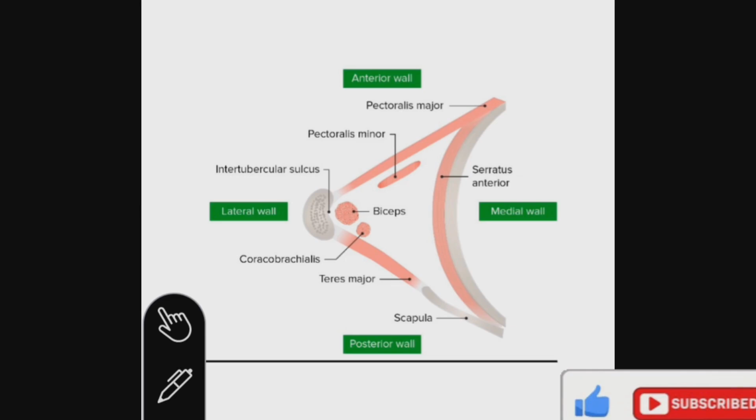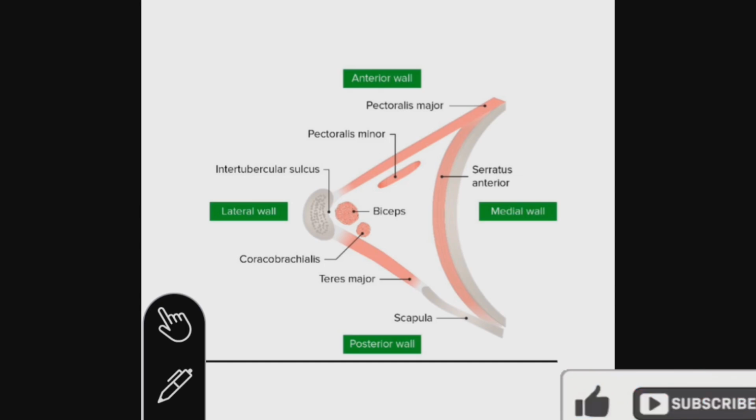Now, the clinical correlate of the axilla is lymphadenopathy, axillary lymphadenopathy, as a result of metastasis of cancerous cells. A surgical neck fracture of the head of the humerus will cause axillary nerve injury, and then brachial plexus block. These are clinical correlates of the axilla.